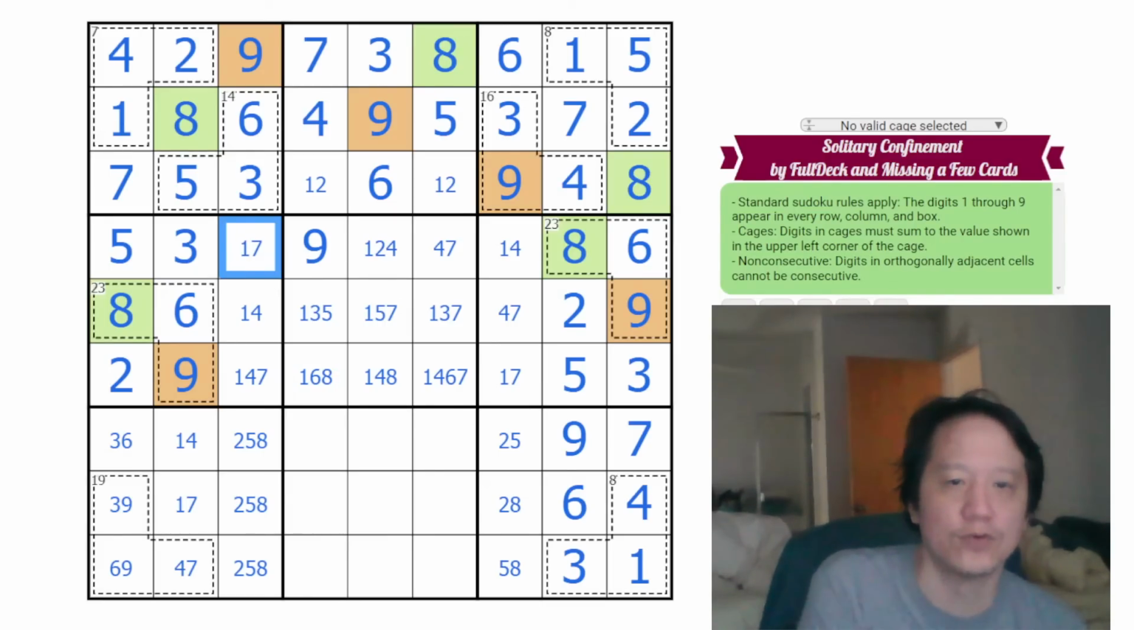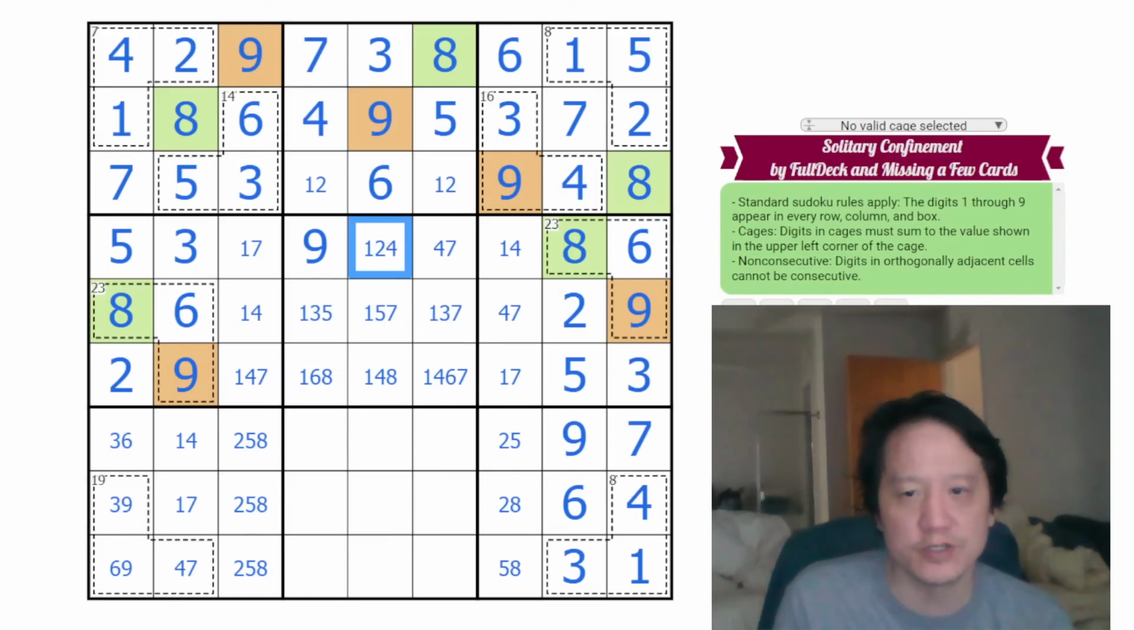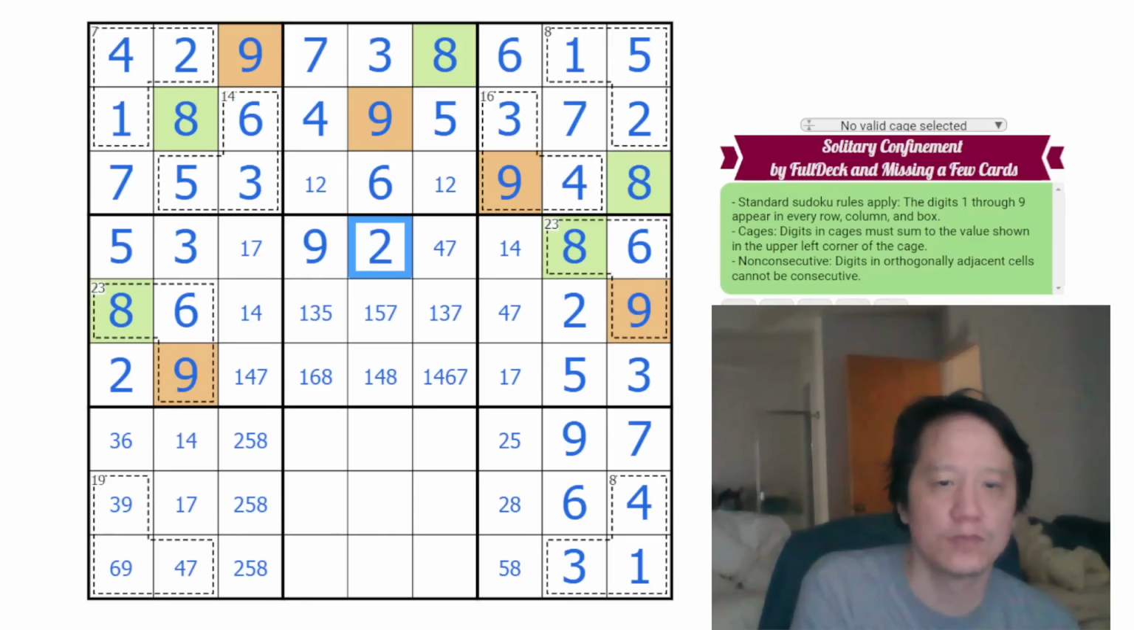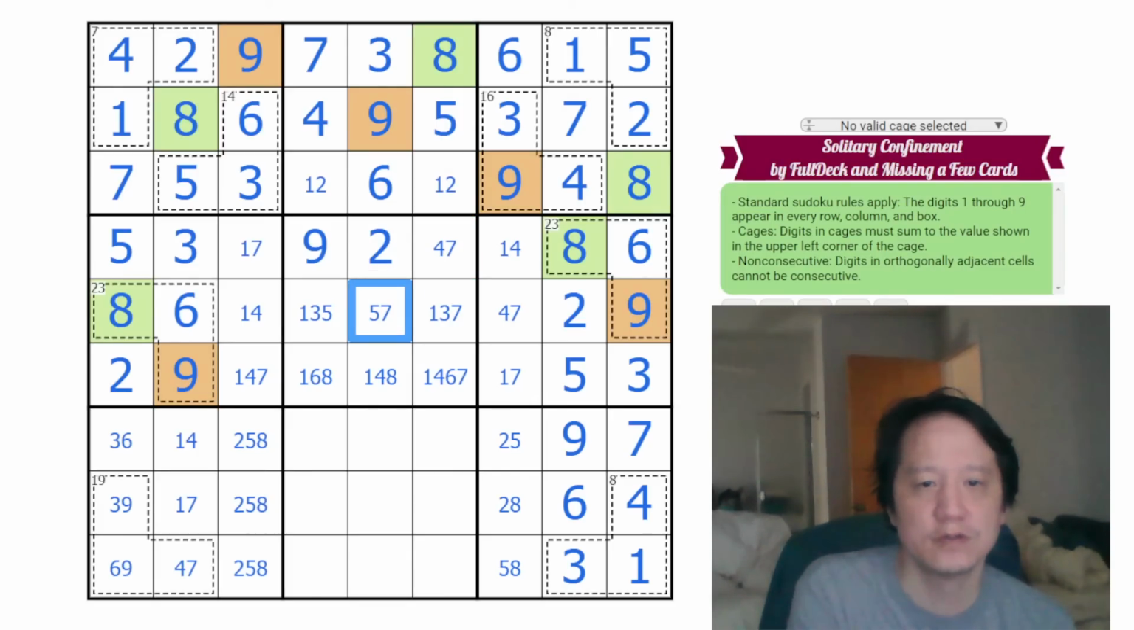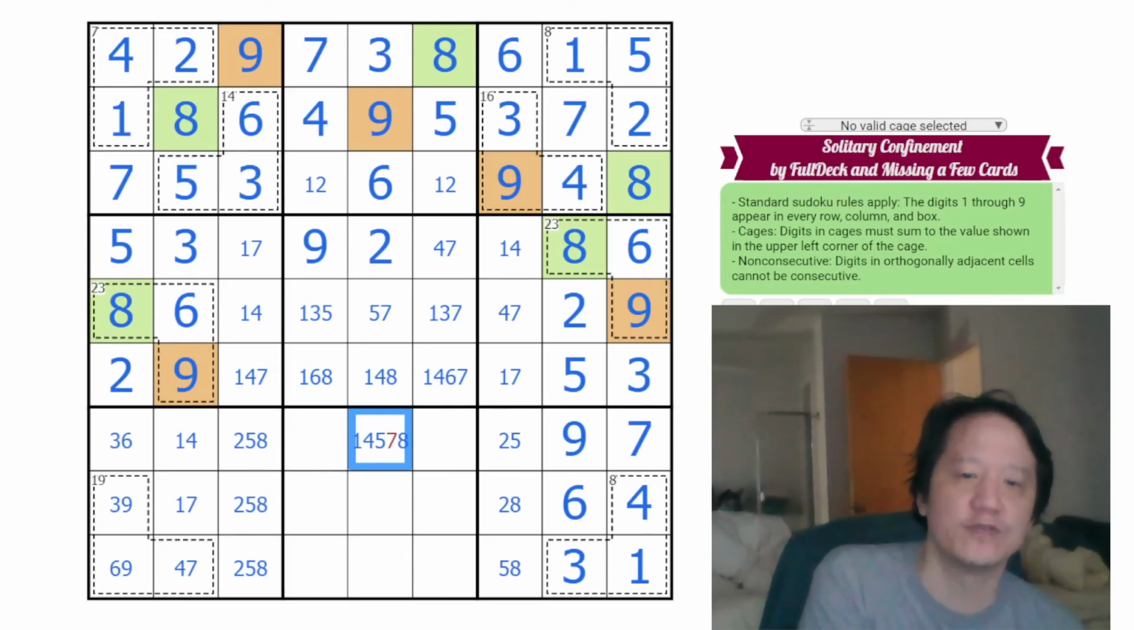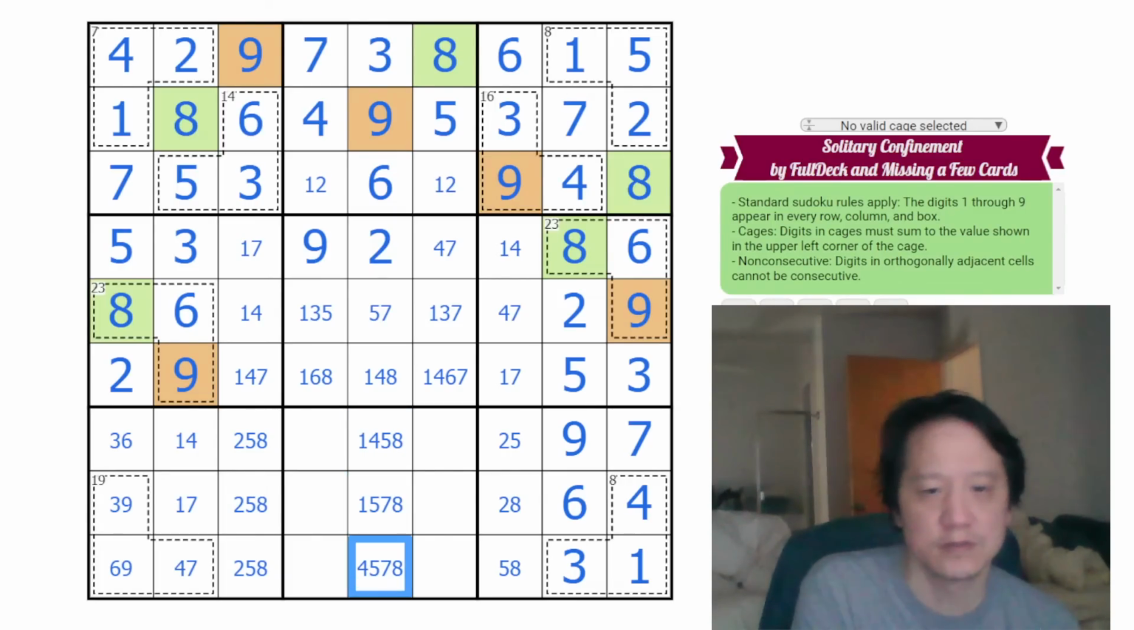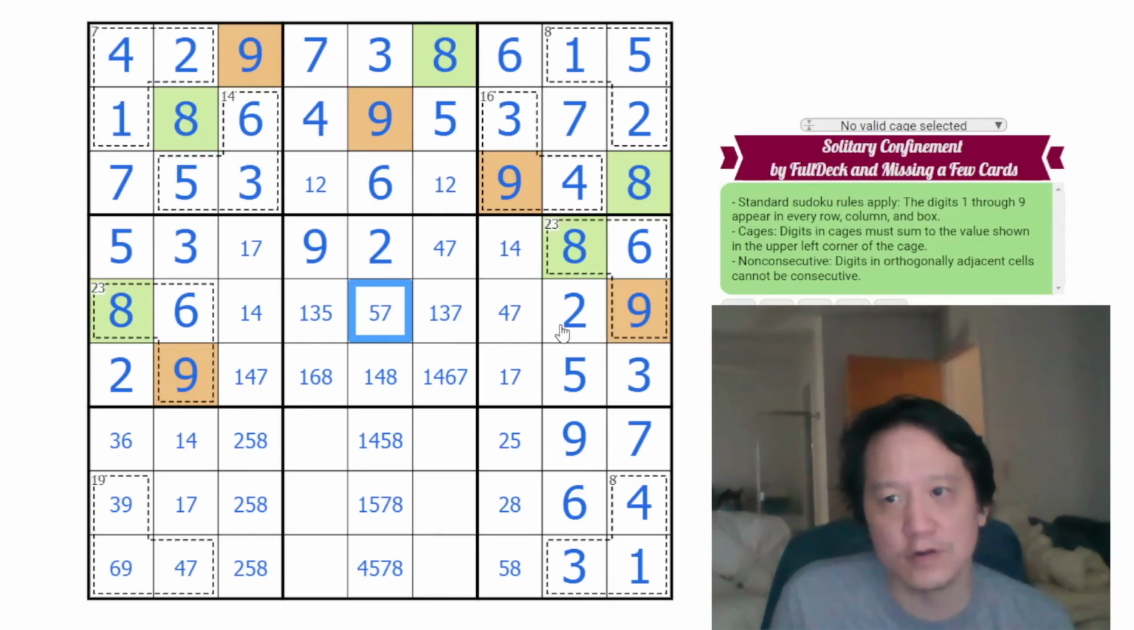Okay, this can't be 4. Oh, where's the 2? The 2 has to be here, right? So this cannot be 1. This would be 5 or 7. So we have 1, 4, 5, 7, 8. Okay, next to consecutive. No 3, no 4. This is 5 or 7.